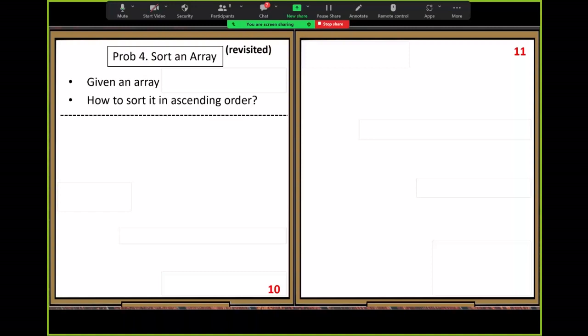That's the critical property. If we can find the minimum of the current array, we can put one element in place, or one more element in place, and so on. Yeah, that's the critical property. In place, minimum: these two keywords for the solution.